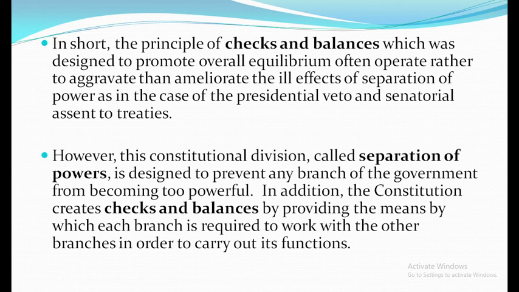In spite of some of its drawbacks, the principle of separation of powers and checks and balances has more positive impacts in the Constitution of the United States. In other words, it has more merit than demerit.